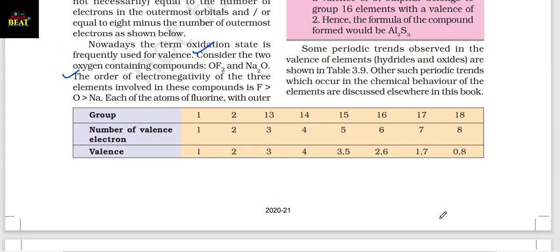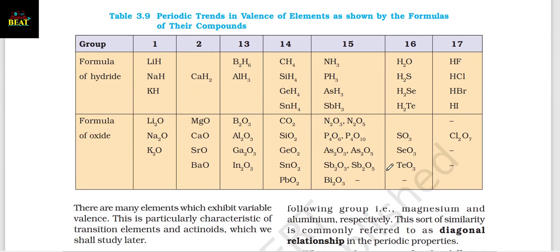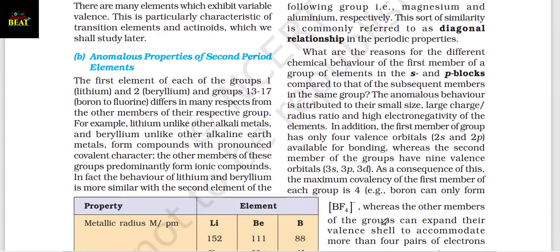Some periodic trends observed in the valence of elements, hydrides and oxides, are shown in Table 3.9. Other such periodic trends which occur in the chemical behavior of the elements are discussed elsewhere in this book. See Table 3.9: Periodic trends in valence of elements as shown by the formulas of their compounds. There are many elements which exhibit variable valence. This is particularly characteristic of transition elements and actinoids, which we shall study later.